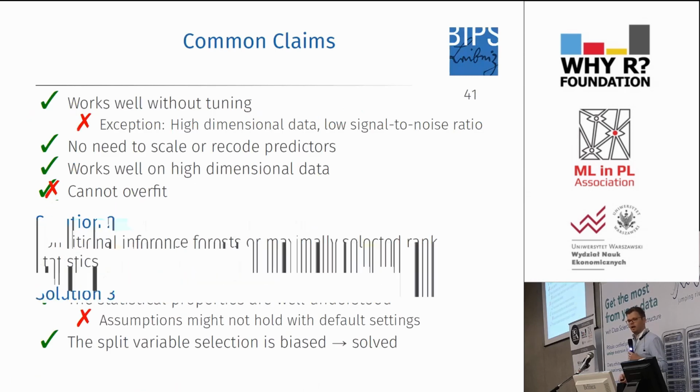So I put a check mark here. The split variable selection is biased. This is true, but this is solved.